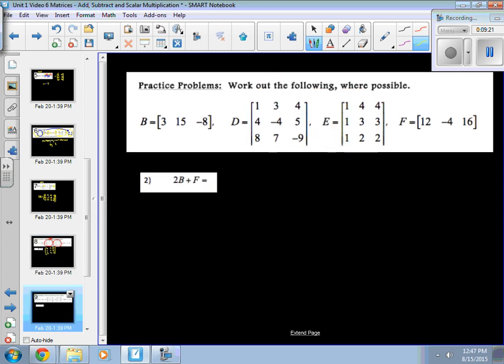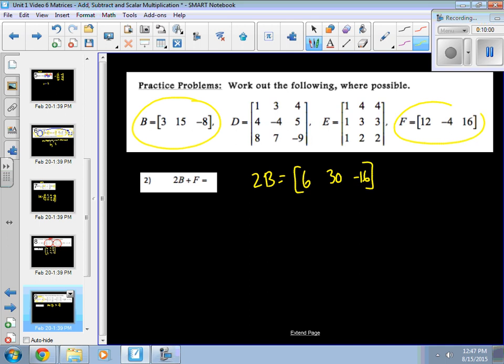All right, number 2. They want us to now find what's 2 times matrix B plus F. So just like the order of operations we talked about before, you got to do multiplying first and then add together. So the first thing here, let's see what 2B is going to equal. If we take this matrix right here and multiply each element by 2, we get 6, 30, and negative 16. Now they want us to add that with F.